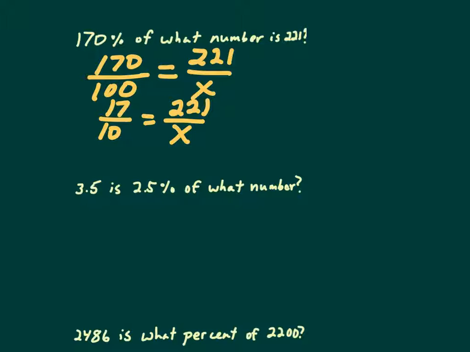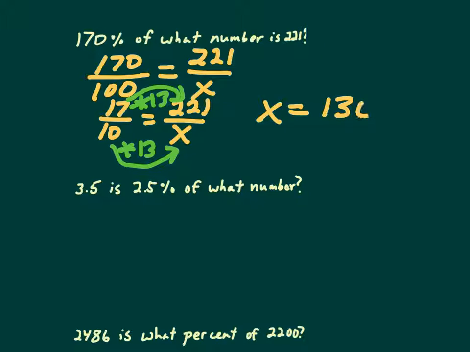I'm not sure if 17 is a factor of 221. It is. Okay. Does anybody know what that multiplier is? 13. 13, of course. All right. I have such smart students. So times 13. If you didn't get it, you certainly could have cross-multiplied and gotten there that way. So we get that x equals what, Avery? 130. Since it says what number, I can circle it. So we say 170% of 130 is 221, right? Okay.